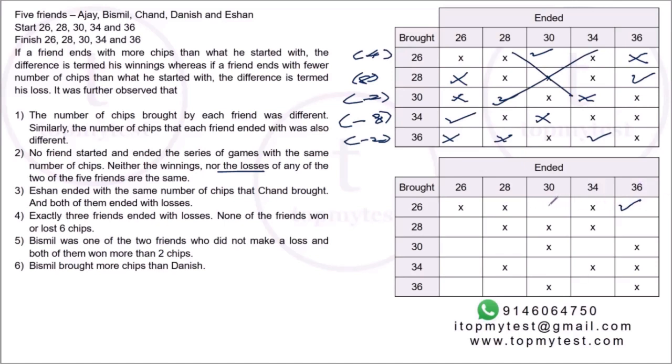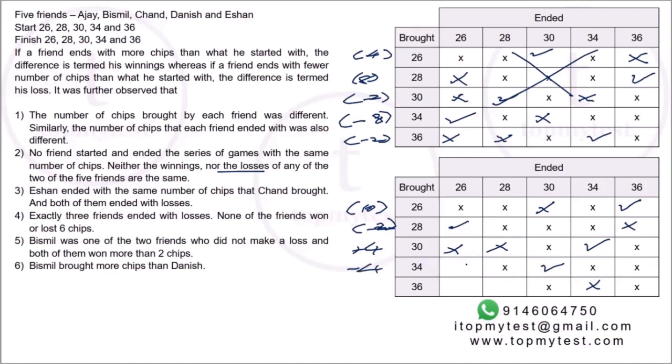Right. So 26 ends with 36, so he makes a profit of 10. Right, which means this does not go out. So the only place for 28 to go is 26. So he makes a loss of minus 2. Okay, now the second person to make a profit will be 30. He will end up with 34. So he makes a profit of plus 4. Right, so these 2 are out. This is out. The only one who can end up with 30 is the person who brought 34. Right. So that is minus 4.